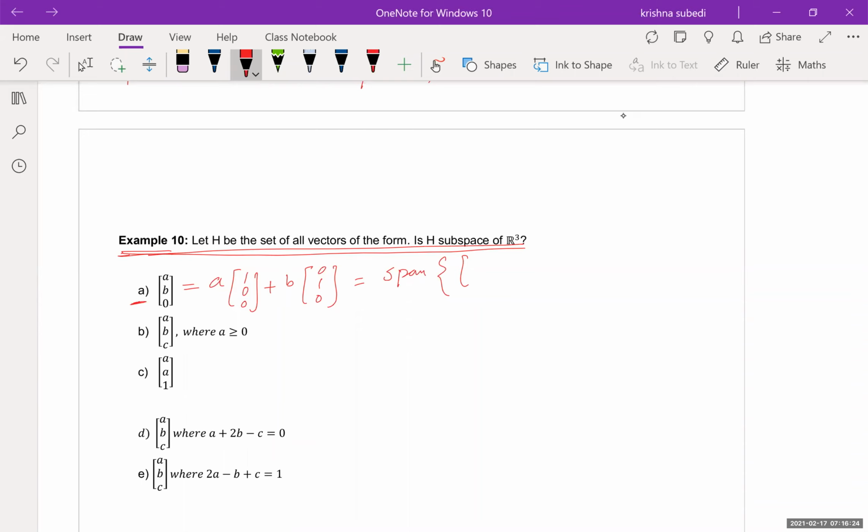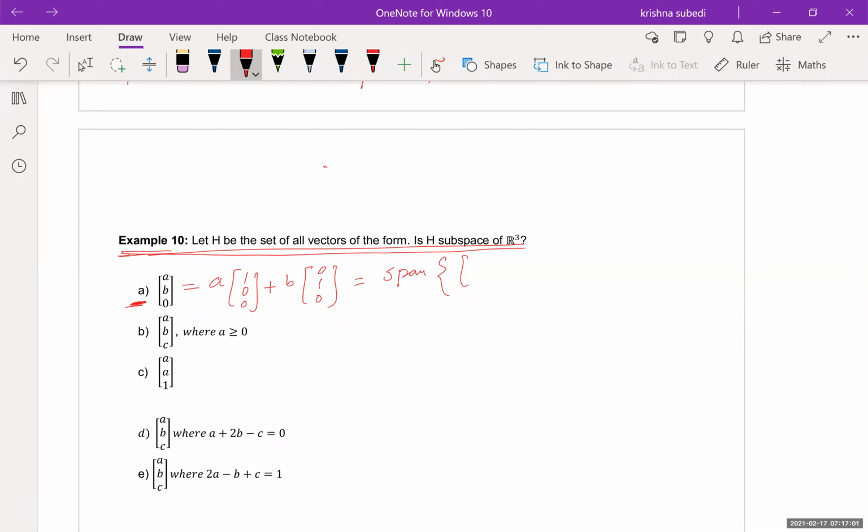Like I said earlier, you can test those three conditions: the zero vector, closed under vector addition, and closed under scalar multiplication. That's one way of checking whether the given space is a vector space or subspace for that matter. The next technique is using theorem 1. In this case, it doesn't matter which method you use, and I'm using the theorem 1 method, okay?